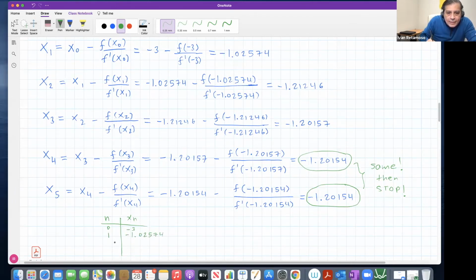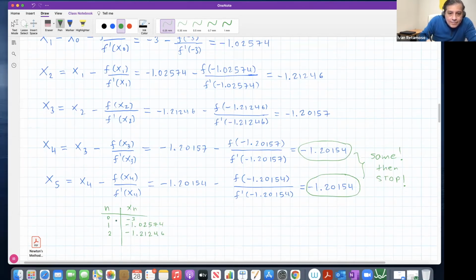1.02574, right? For x2, we improve to this, right? So negative 1.21246, right? x3, we improve. We got this guy, minus 1.20157, right? And you notice how these digits start repeating themselves.